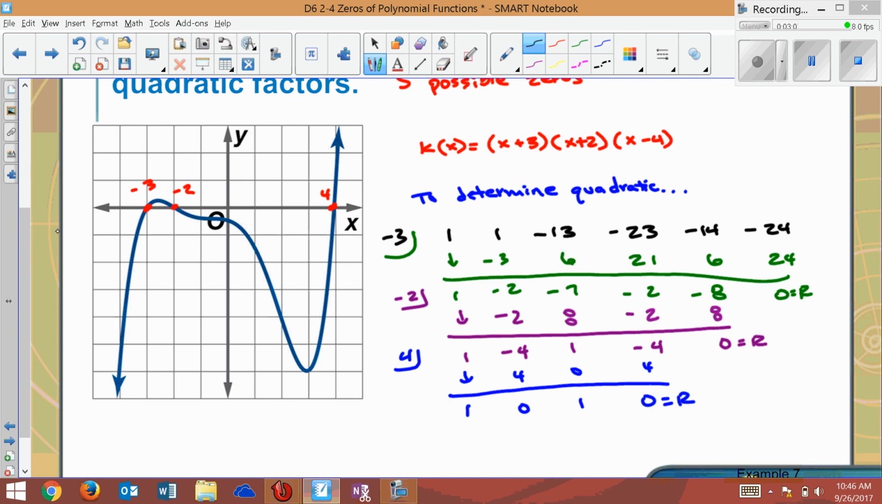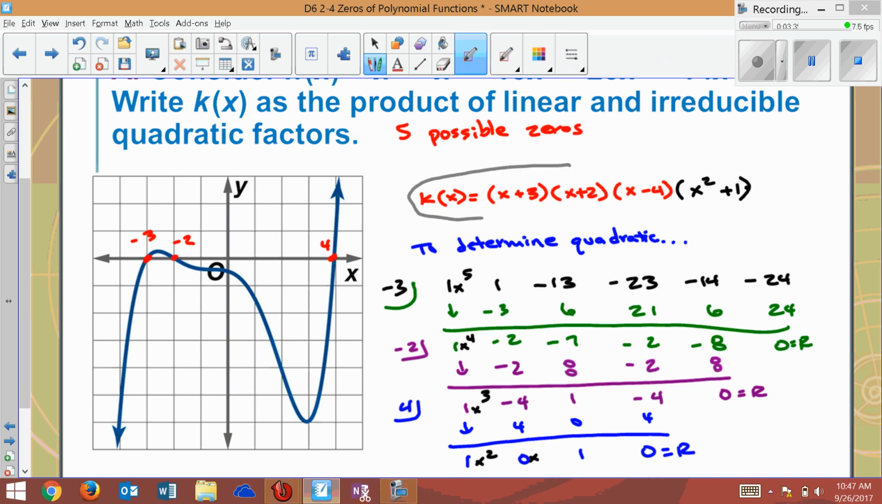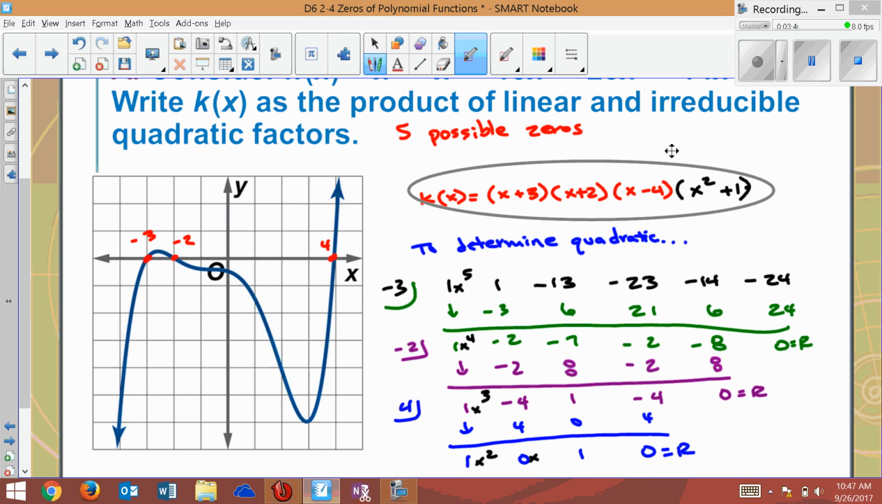Now, what we could fill in is we started off with x to the 5th, which means this first one was x to the 4th, which this is x to the 3rd. This is x squared. This is our x, and that's a term without it. Our last factor would be x squared plus 1. That's our last factor. So I can come up here and put x squared plus 1. That right there is our answer. And we got that by synthetic division. That's the product of linear and irreducible quadratic factors. Linear, linear, linear, irreducible quadratic.